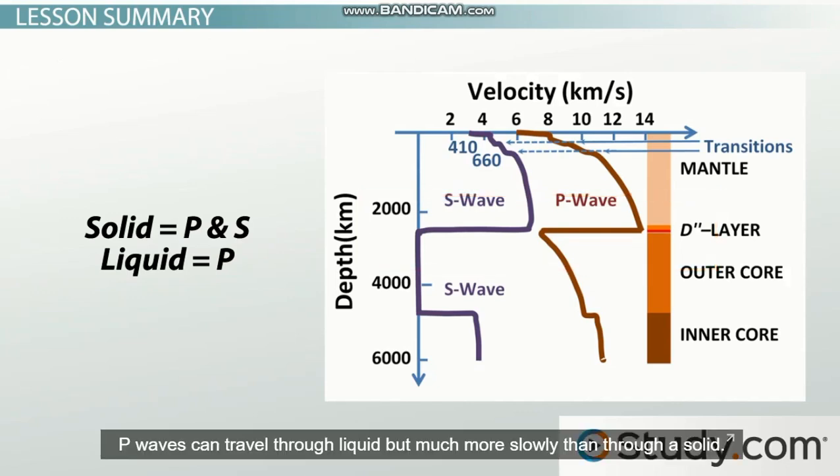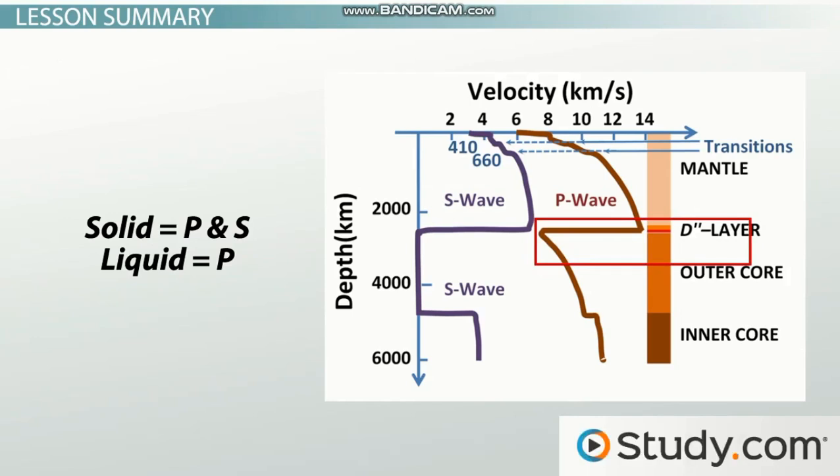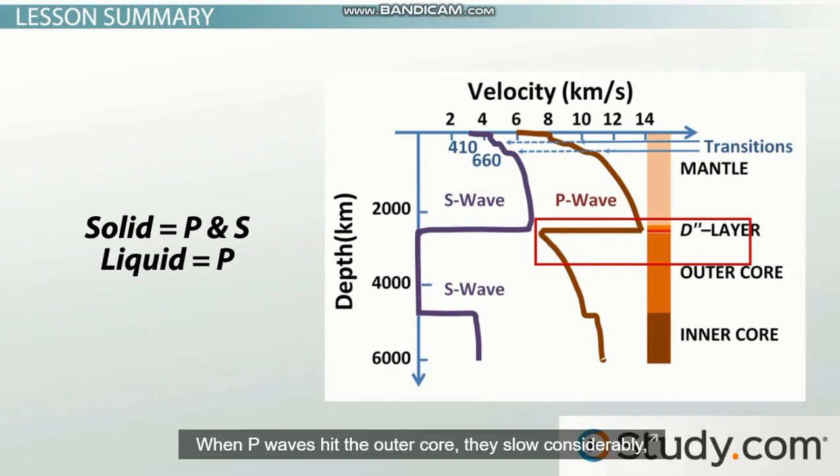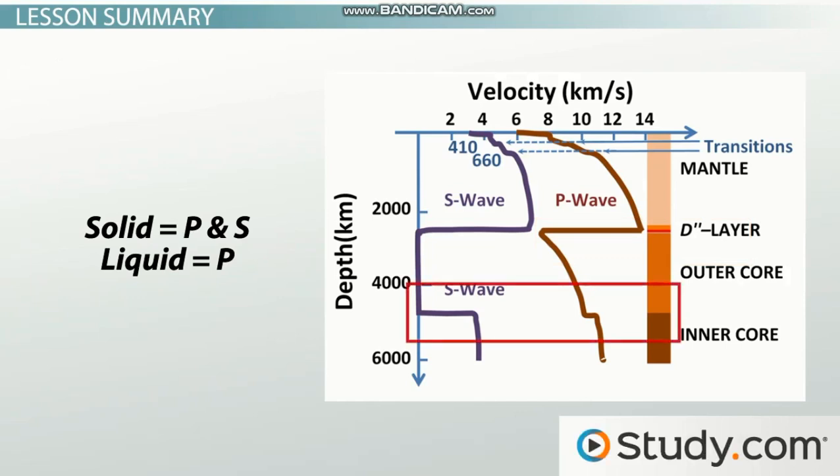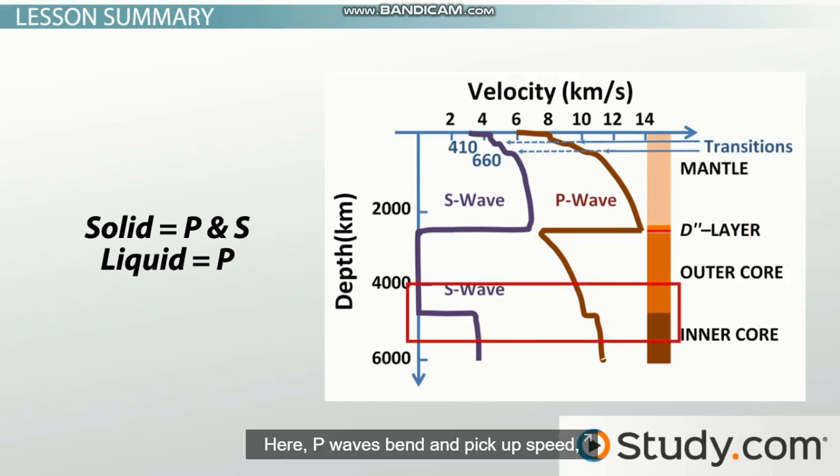P waves can travel through liquid, but much more slowly than through a solid. When P waves hit the outer core, they slow considerably, telling us that they've reached a much denser material than in the mantle. Another significant change in wave speed occurs at the edge of the inner core. Here, P waves bend and pick up speed, telling us that the inner core must be solid material because P waves travel faster through solid than liquid.